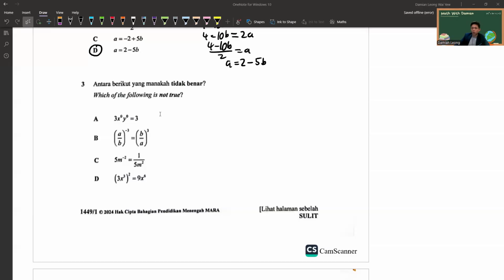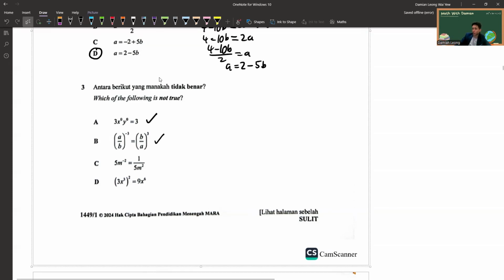Question 3, laws of indices. So we just want to see which one is not true. Anything to the power 0 is 1. So 3 times 1 times 1 is 3. This is correct. A over b to the power negative 3 is the same as b over a to the power 3, which is also correct. Power negative means 1 over the fraction. So 1 over a fraction is the same as flipping the fraction around.